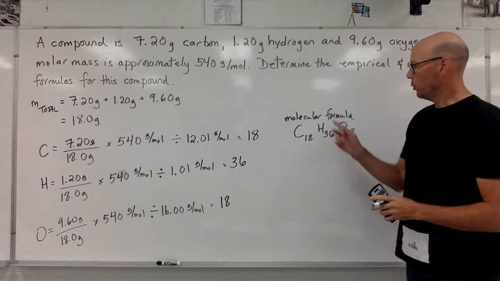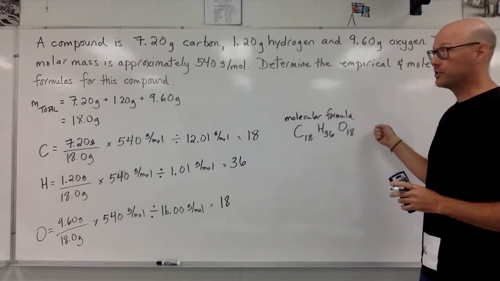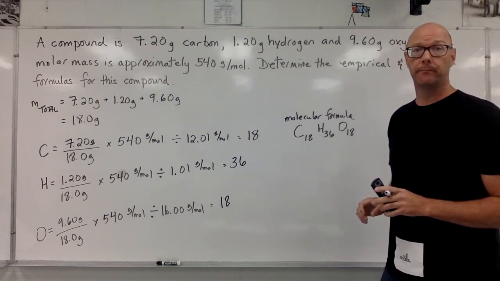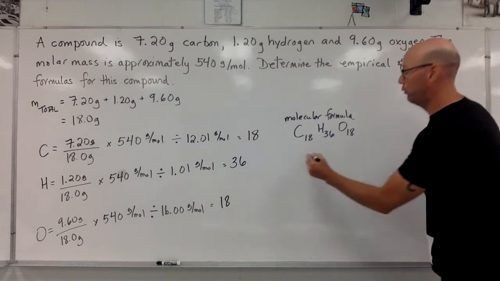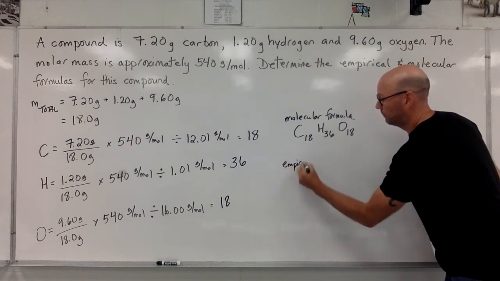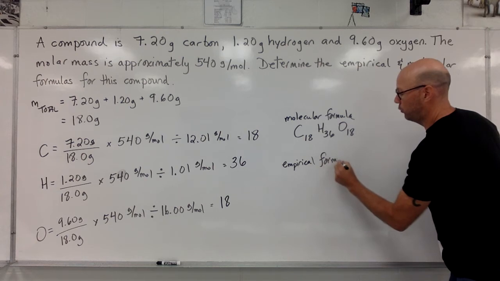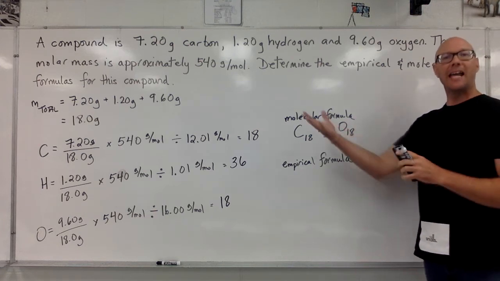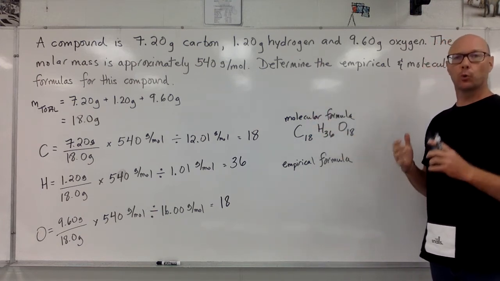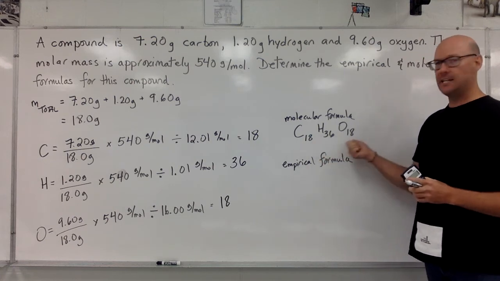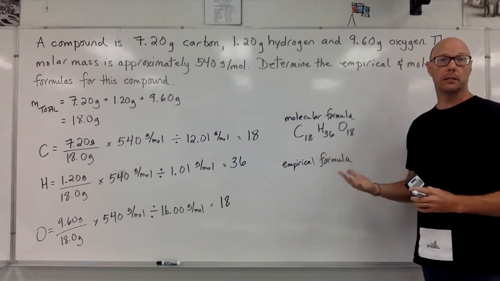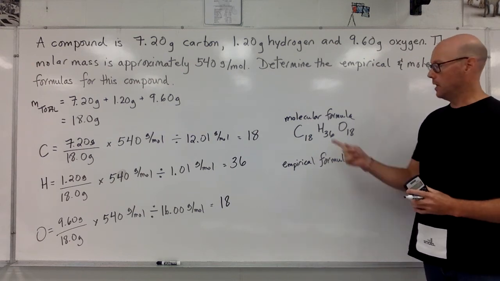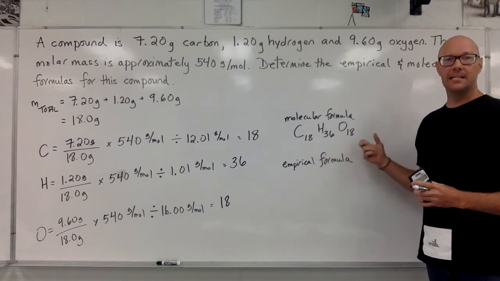If we wanted to, we could calculate the proper molar mass here, and hopefully we could find that it's approximately 540. To determine the empirical formula, we're looking at these subscripts, 18 and 36. Can we simplify that down? What's the greatest common factor of 18 and 36? How can we divide these numbers to make them smaller? Well, the greatest common factor of 18 and 36 turns out that it is 18. I can divide all of these numbers by 18.